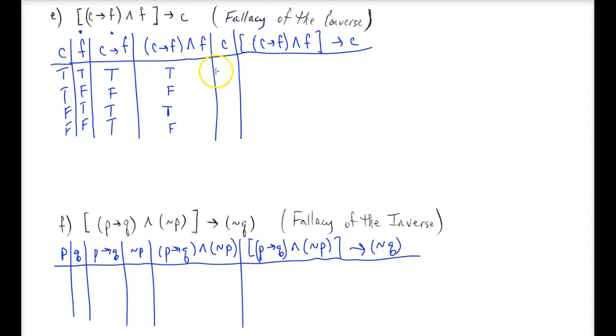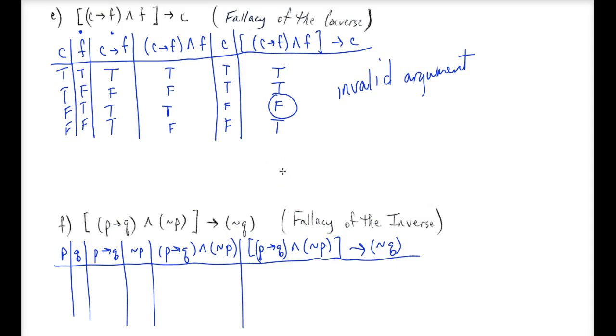So now we copy down C again, which is true, true, false, false. And from there, when we do the conditional statement for everything in this column and C, we see that true and true is true, false and true is true, true and false is false, and false and false is true. And notice here how we have that one false outcome. This is what lets us know that this is an invalid argument. Okay.